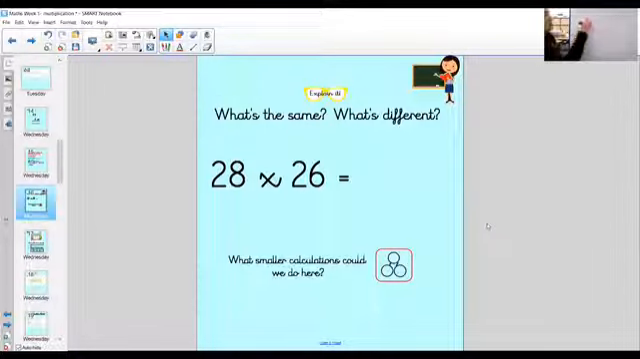I'm going to partition 20 and 8, 20 and 6. Can you see how that's already starting to look more manageable? Because I can see it, I can visualize it. So in this box here, I need to do 20 times by 20. In this box here, I'm going to do 20 times by 8. In this one here, I'm going to do 6 times by 20. And in this one, I'm going to do 6 times by 8. Now, I already know that one straight away because that's one of my easier ones.